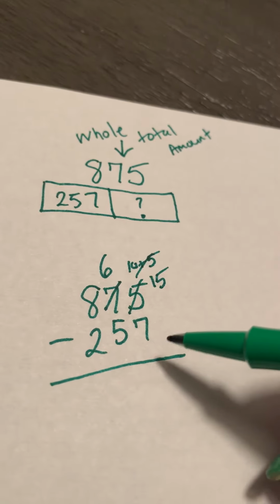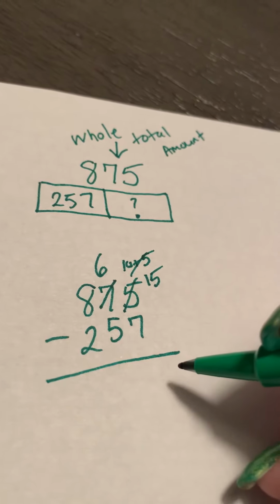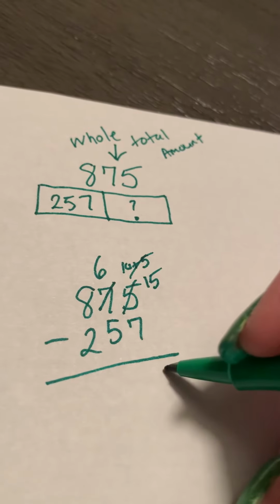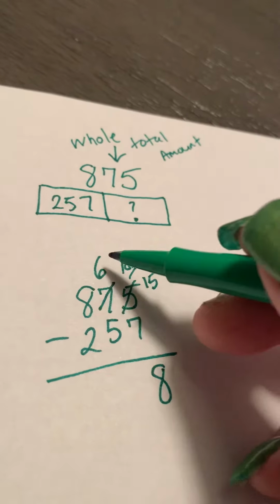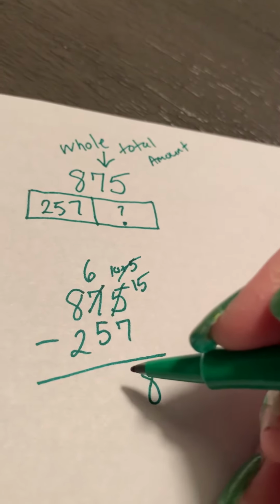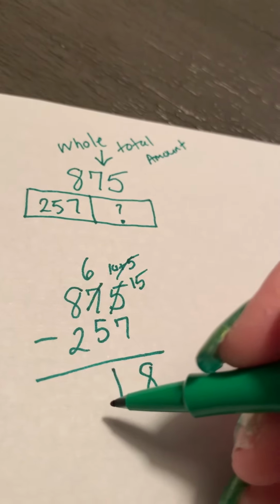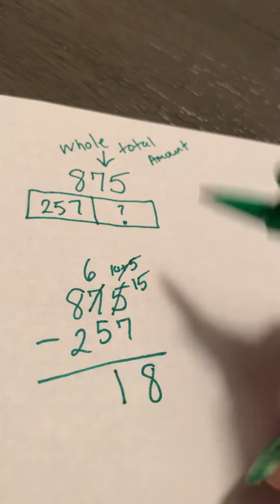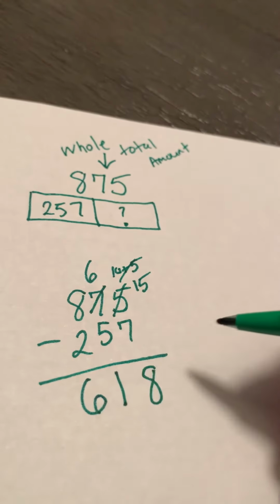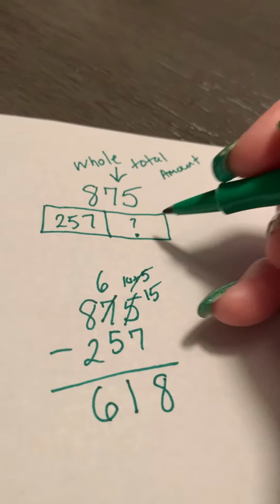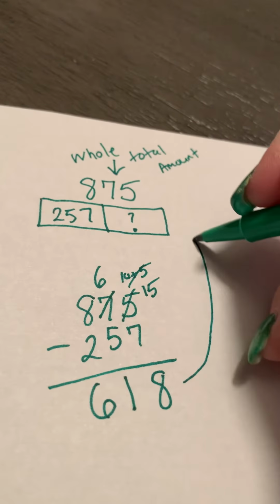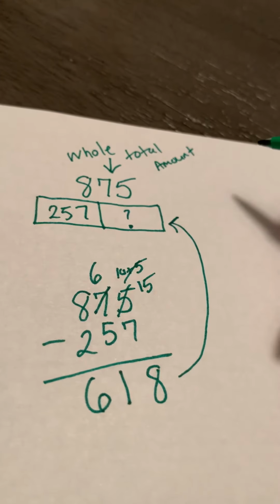15 minus 7, what is 15 minus 7? I'll give you a second. Think about it. Yes, 8, if you said 8. 6 minus 5, what is 6 take away 5? 1. And then 8 minus 2. Think about it, if I take 2 from 8, it's 6, okay? So the missing number that we have right here is 618.